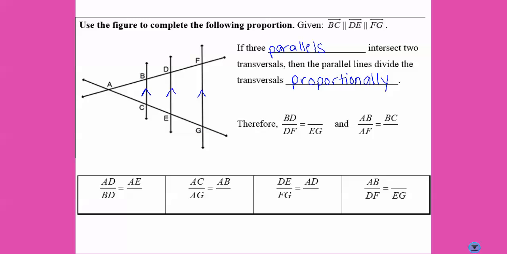So if we have BD, and I'm going to use my highlighter to help with this, BD over DF is equal to something over EG. Well, we went middle piece to end piece. So in our proportion, we must also go from middle piece to end piece. So CE is our missing segment.